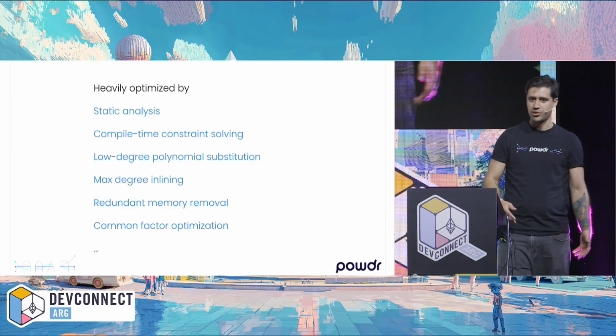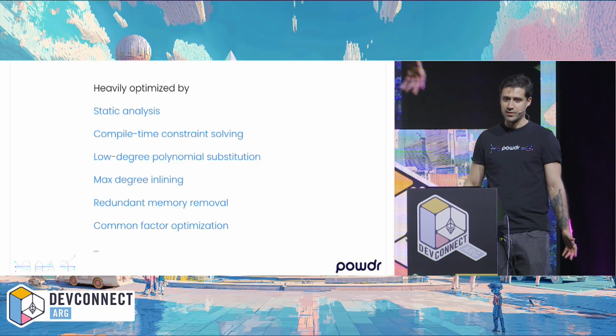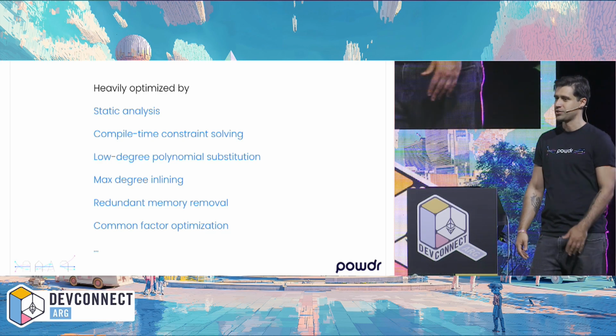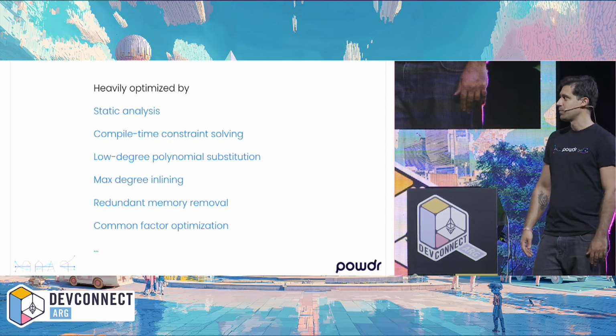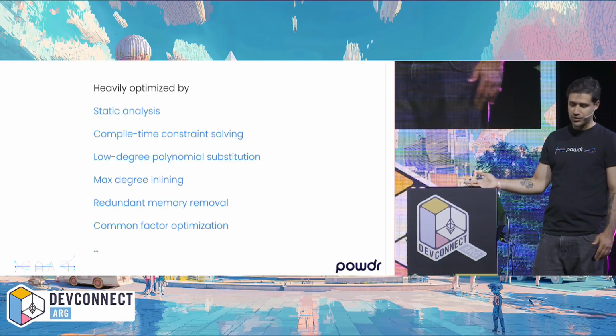After these circuits are generated by a very simple process, they are extremely heavily optimized by lots of optimizers we have in the powdr code base, such as static analysis, compile-time constraint solving, low degree polynomial substitution, and lots of other super interesting techniques.